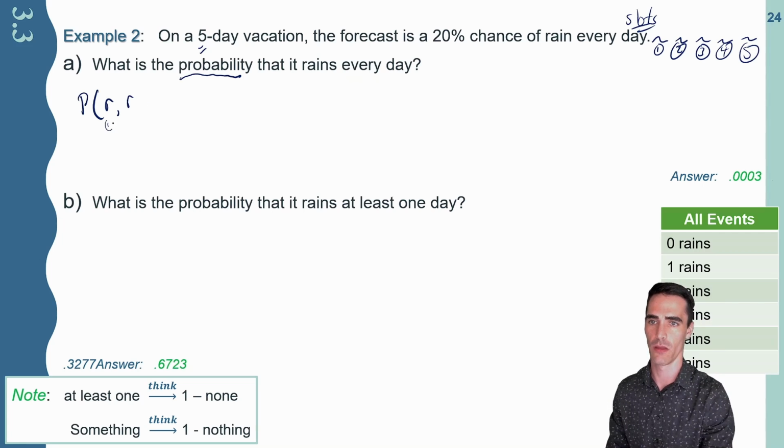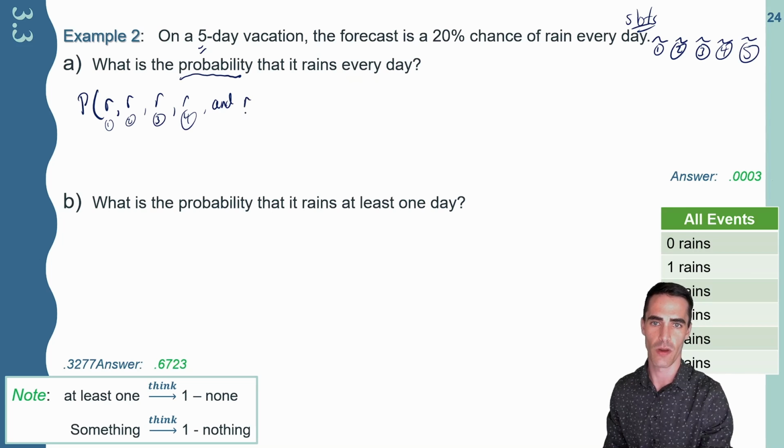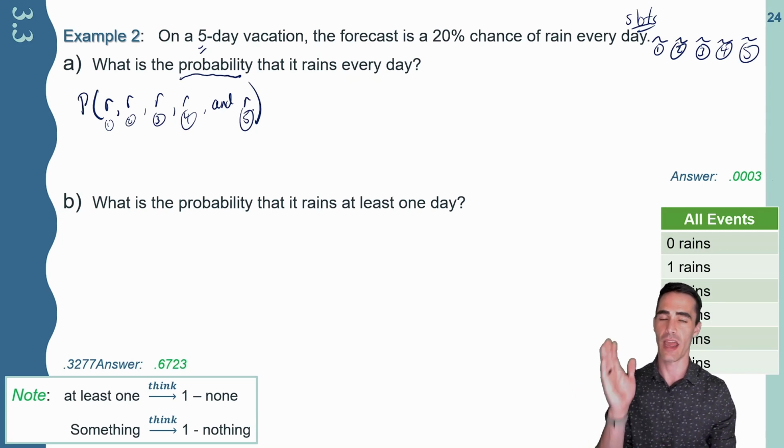Rain on the second day. Rain on the third day. Rain on the fourth day. My goodness, okay, still going. And rain on the fifth day. That it's going to rain every single day.